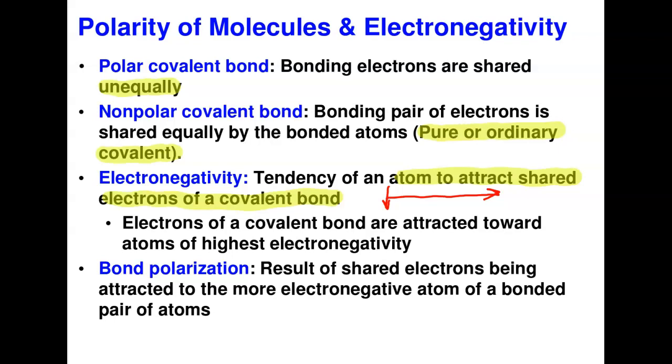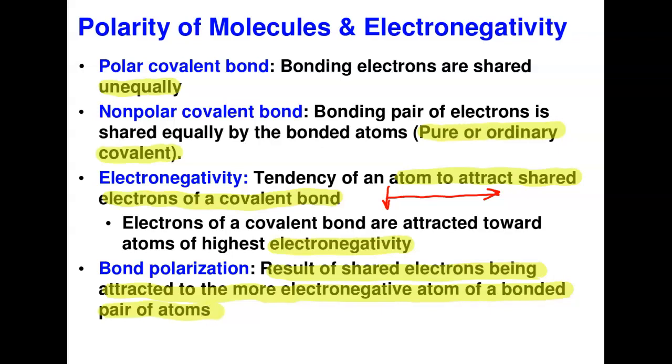Electrons of covalent bonds are attracted towards atoms with the highest electronegativity. Atoms that have high electronegativity will always get a larger share of these electrons in a covalent bond. And because they get more, that type of bonding tends to be highly polarized and will result in a polar covalent bond. So what is bond polarization? Bond polarization is a product of that unequal sharing. It results when shared electrons are attracted to the more electronegative atom of the bonded pair.